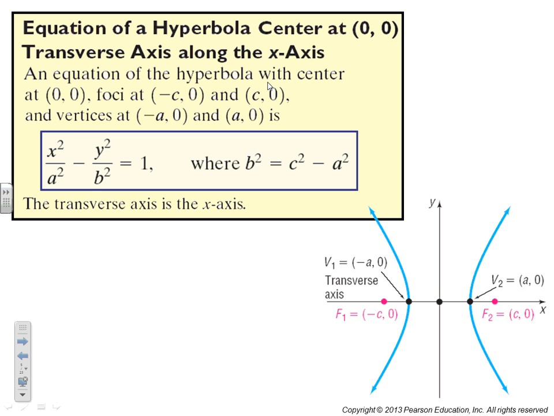An equation of a hyperbola with center at 0, 0 has foci at negative c, 0 and c, 0. The vertices are at negative a, 0 and a, 0, and this is related to this a directly. We know that b squared is equal to c squared minus a squared. And it looks like this.